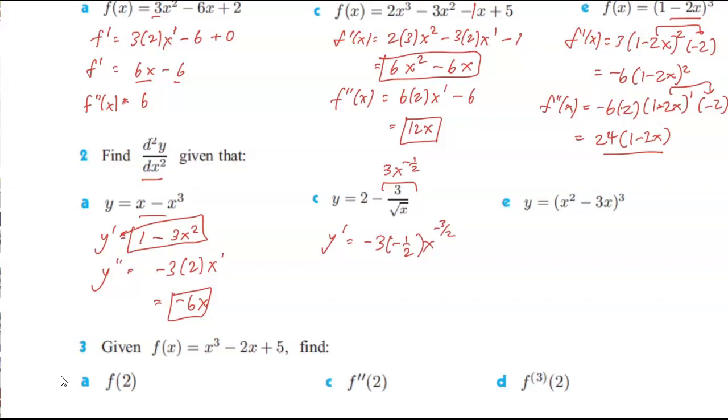Let's simplify before we take another derivative. Negative 3 times negative 1/2 is positive 3/2, x to the negative 3/2. Okay, all we did was rewrite it so far. We haven't even taken a derivative yet. Now we can take the derivative.